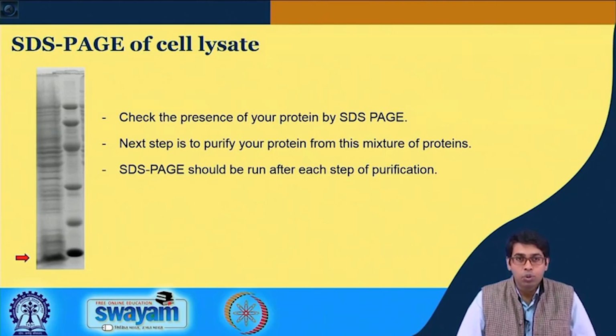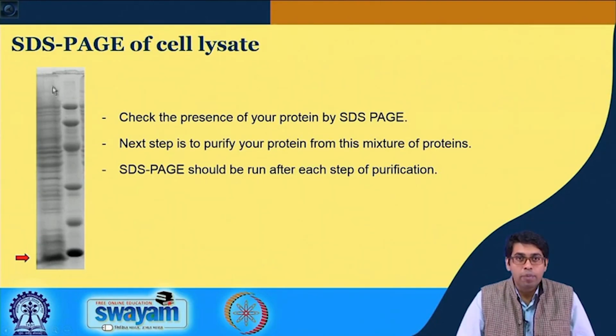So, you will get two fractions, one is the high speed pellet and the other one is the high speed supernatant. To check whether your protein is in the pellet or supernatant, you will have to run both on an SDS page. So, this is an example of an SDS page. This lane has the molecular weight marker and this lane has the supernatant.